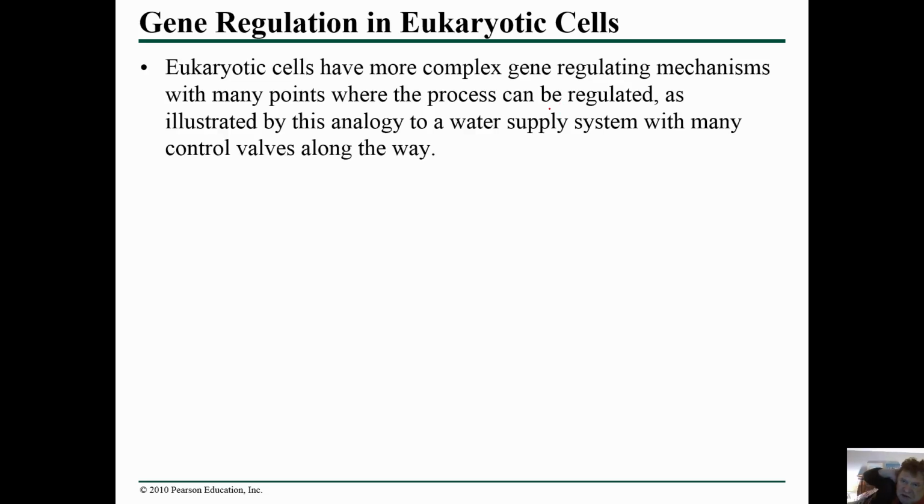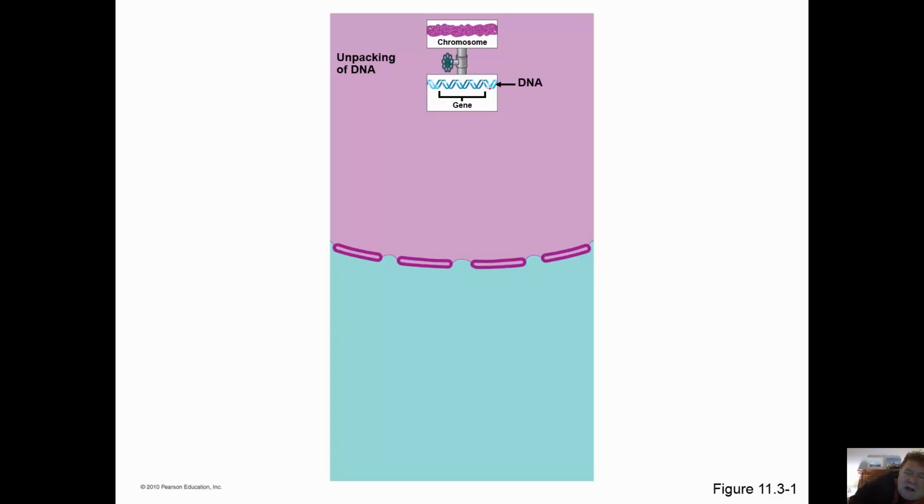Gene regulation in eukaryotic cells. Ideally, I'd like you to read up about the operon system in prokaryotic cells. But in eukaryotic cells, we see much more complex genetic regulation, and there are a number of different reasons why. We have the genes in the chromosomes, and these chromosomes are folded up during interphase sometimes, and that can affect genetic expression.